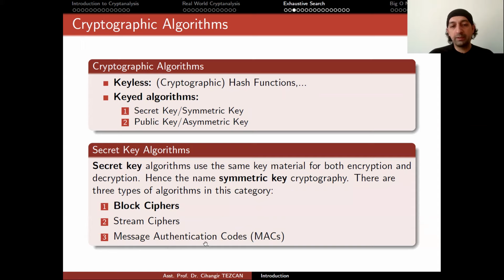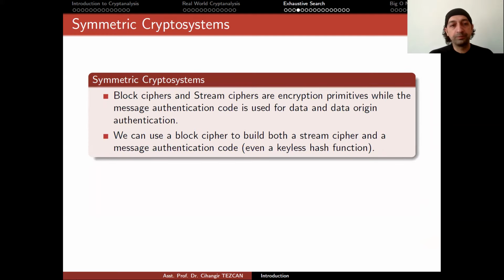Finally, we have message authentication codes. This is not an encryption algorithm. This is just a method to provide data authentication, and we will see them in the future again. So we focus on, in this course, block ciphers and stream ciphers and sponge constructions. These are encryption primitives. As I told you, message authentication codes are used for data and data origin authentication.